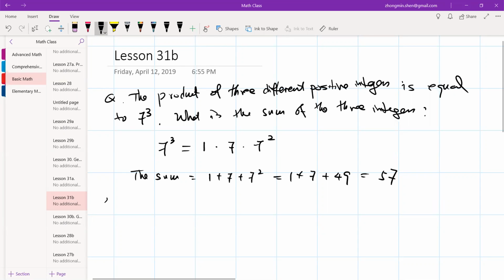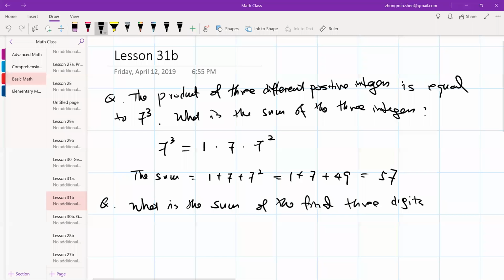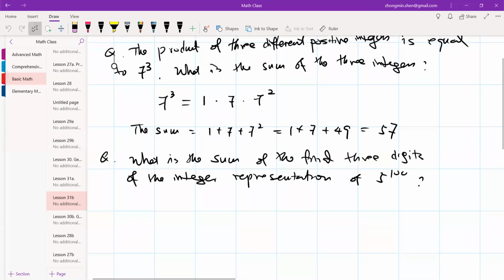Okay, another one is: what is the sum of the final three digits of the integer representation of 5 to the 100? 5 to the 100 itself is an integer, but the integer representation means you have to write down all the digits. But of course, that's impossible. This is a huge number. But what we need is just the last three digits. But how can you figure out the last three digits?